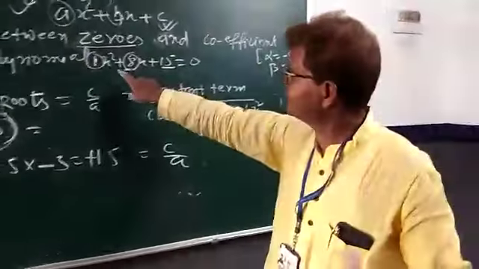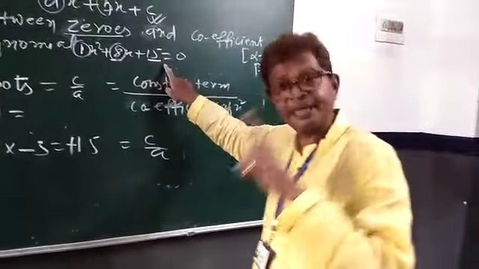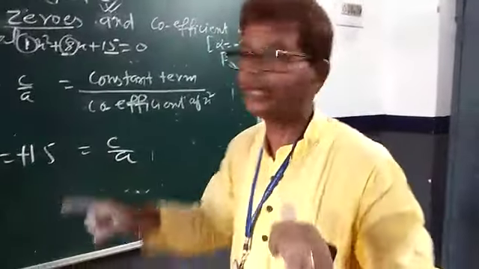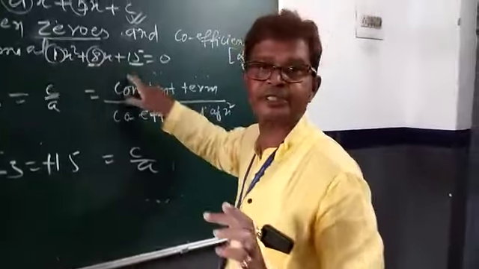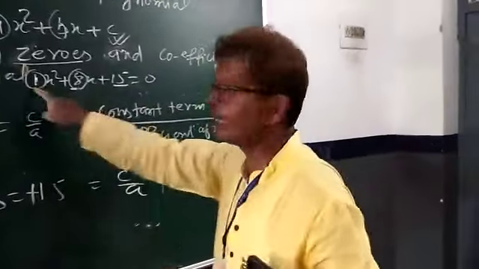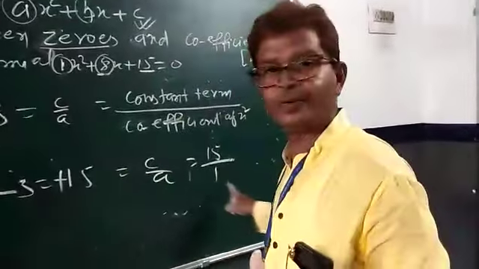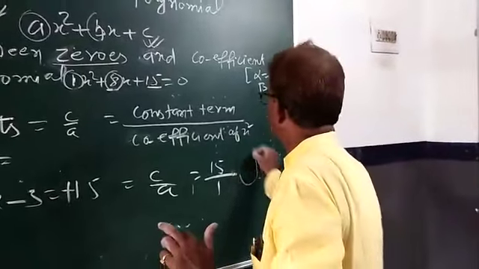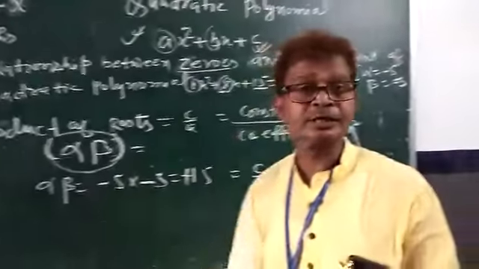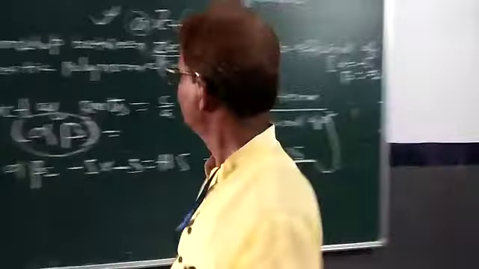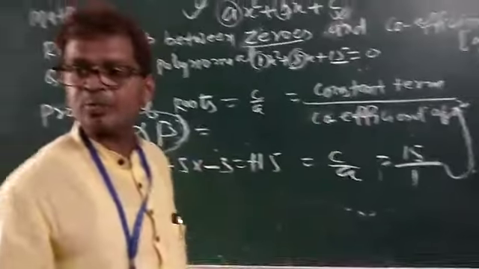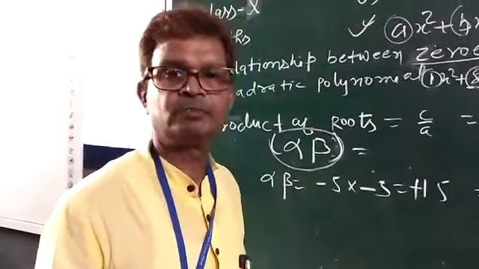See here, in x square plus 8x plus 15, 15 is the constant term. So if you are going to have the value of c by a with the help of x square plus 8x plus 15, the value of c is 15 here, and the value of a is 1 here. So 15 will be equal to 15, that is constant term by coefficient of x square. So our second condition, that the product of roots alpha beta will be equal to c by a, constant term by coefficient of x square, is satisfied.